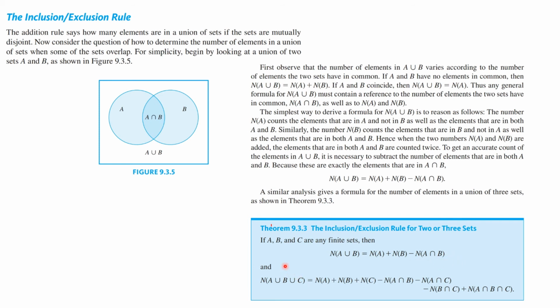But we can go to 3 sets. If we had 3 sets that potentially overlap, this is the number in A union B union C, and we take the number in A, the number in B, and the number in C, and we have to subtract off the pairwise intersections. We subtract this off because it was double counted. We subtract this off because it was double counted. We subtract this off because it was double counted. But when we subtract off things that were double counted 3 times, we have to add back in what was common to them. You might want to draw a Venn diagram of this to make it more clear to you.